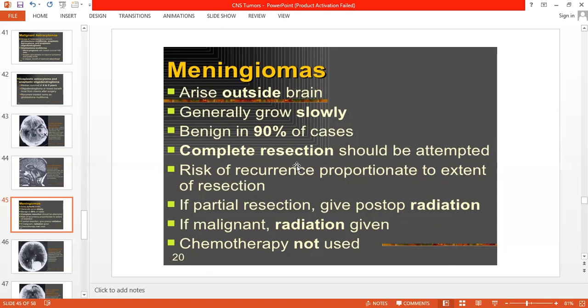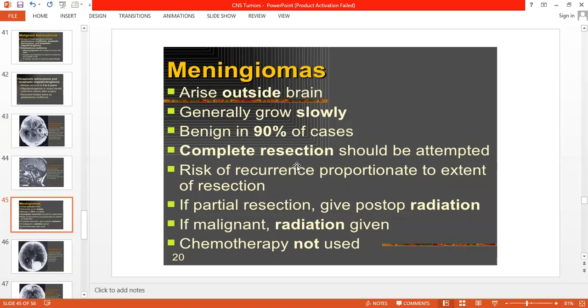Meningiomas are the most common non-glial types of primary brain tumors. They are usually benign, so you have to attempt to remove them totally, because we know radiation is helpful in the case of rapidly growing or highly dividing cells. Then there is an increased number of mitotic activity.